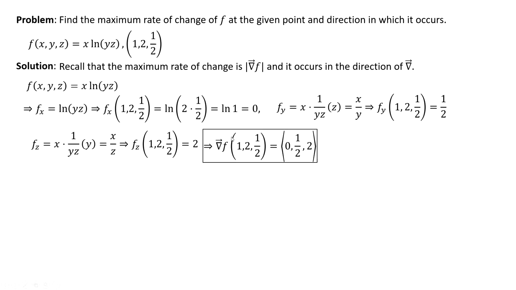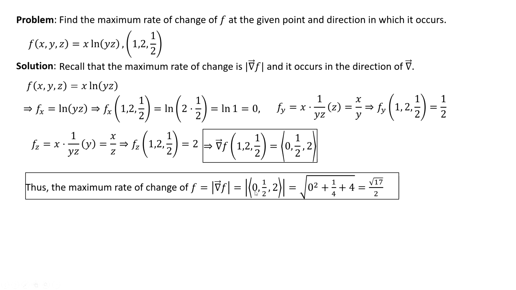And so del f evaluated at that point 1, 2, 1.5 has an x component of 0, a y component of 1/2, and a z component of 2. So the maximum value would be the magnitude of that. You know how to find the magnitude of a vector: the square root of the sums of the squares of the components. That's what I did.